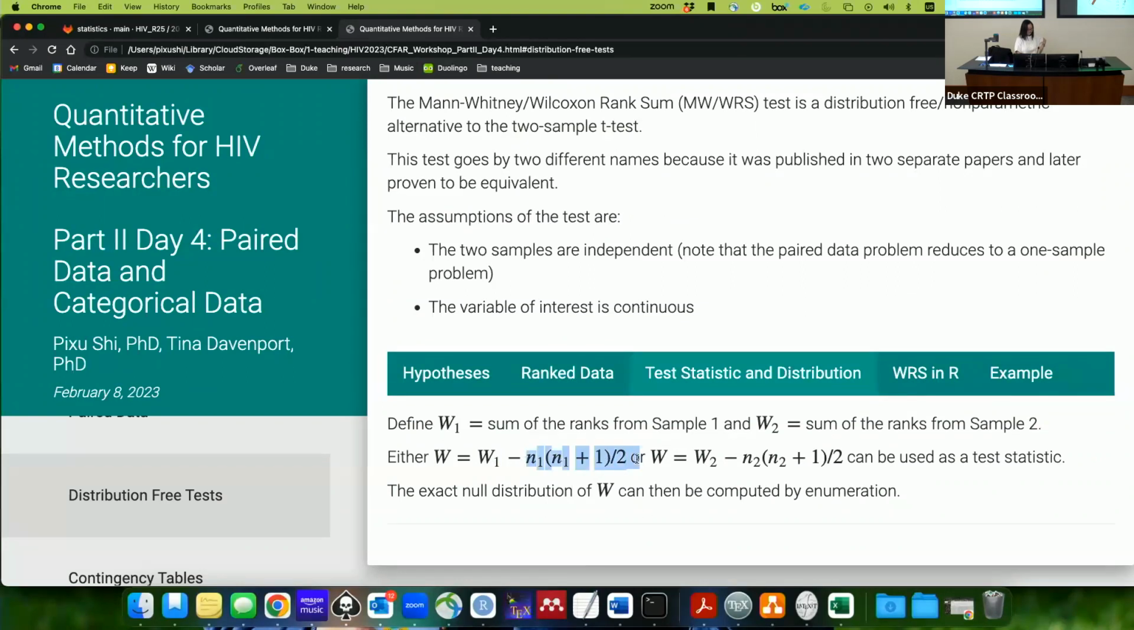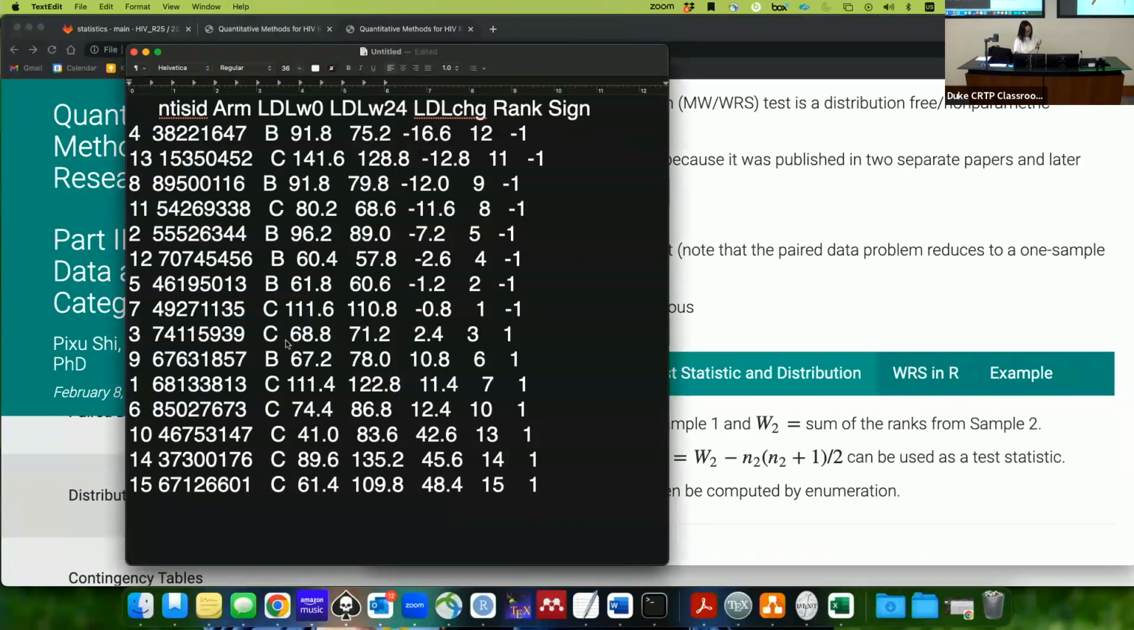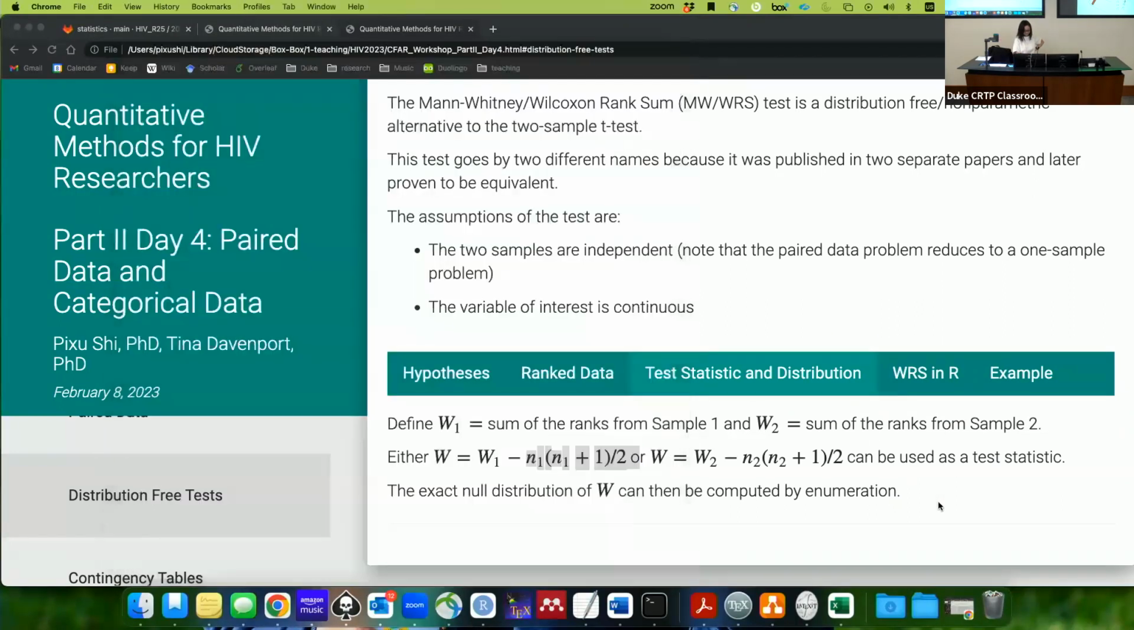Your sample size for each group will actually also decide which one of the groups has larger ranks. For example, in our example, we have roughly the same number of Cs and Bs, but suppose you have fewer Bs and more Cs, this test is still valid. The test is going to account for the imbalanced sample size between the two groups and compare the sum of rank with the fair value. So that's all about this test.